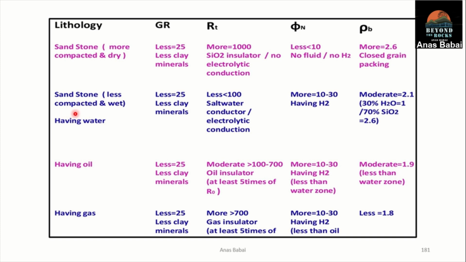Porosity, since it's less compact, we're expecting 10 to 30% porosity. It might also have hydrogen if it's containing hydrocarbons, and we're expecting that the neutron, of course, would respond to that. The density difference here: because it was compacted, it gives us 2.6, while here, since it's less compacted, it will be 2.9, and so on.